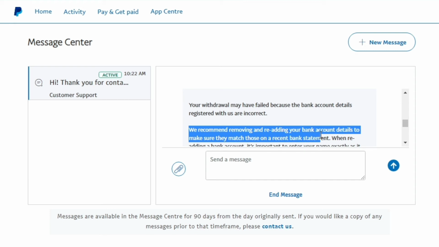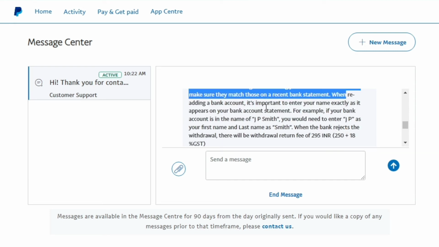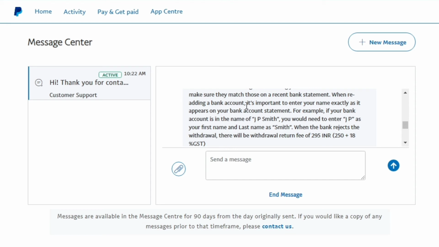So keep in mind that you have to contact PayPal. This is the best way to prevent a negative balance, or you can solve the issue. If you directly pay the negative balance amount, you will lose the money. You can also read the description.